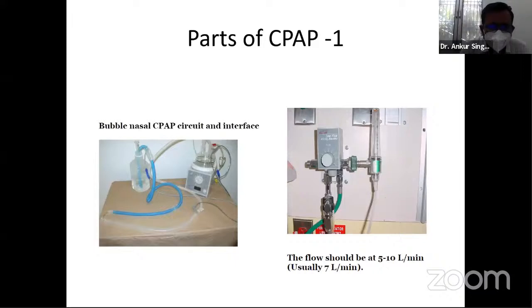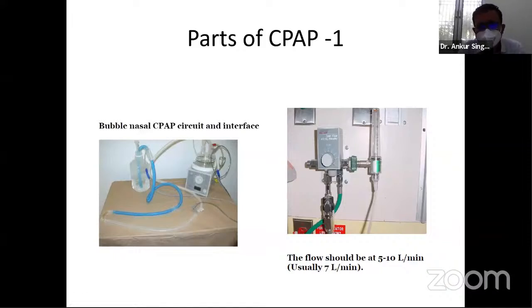Here there is a humidifier. You can see there is a humidifier. Here we set the temperature of 37 degrees Celsius. Here is a flow, this is a flow meter. This is an air oxygen blender where the various levels of FiO2 are given, and in the flow we usually keep the flow at 7 liters per minute, and we can increase the FiO2 from 21% to 100%.